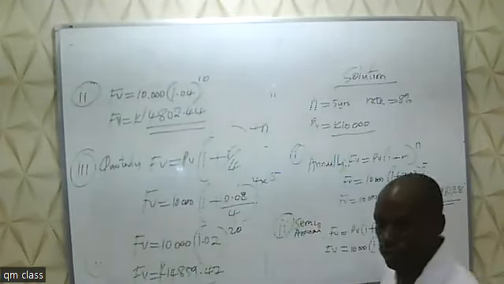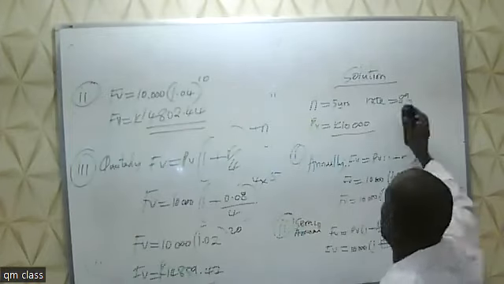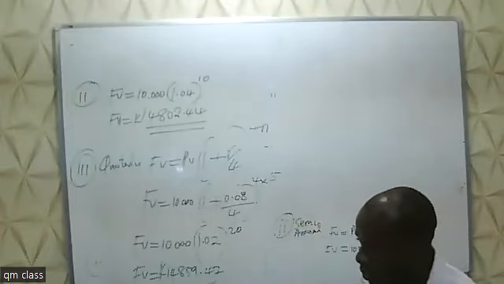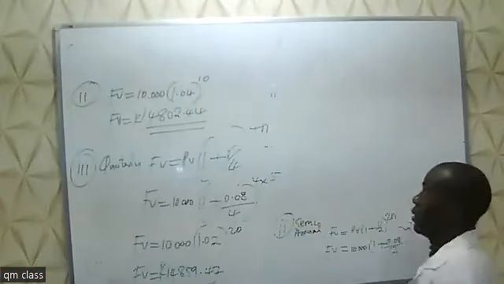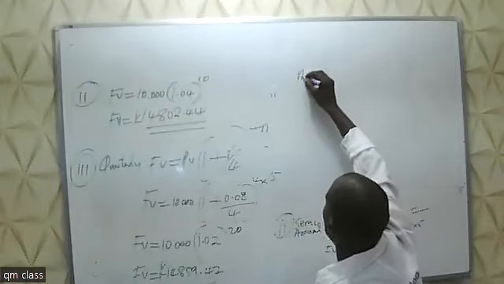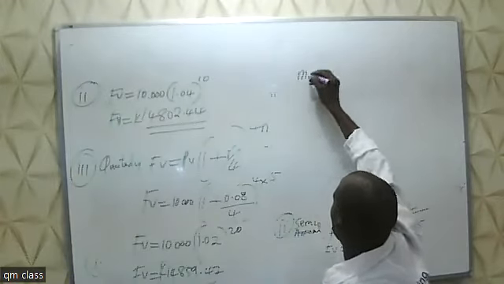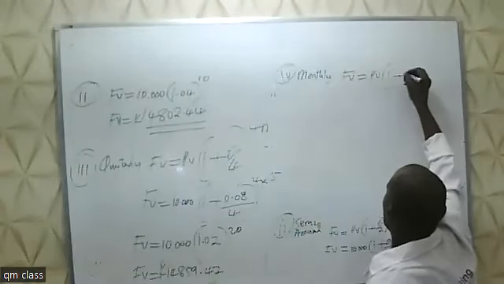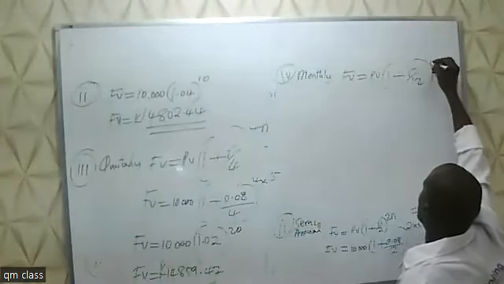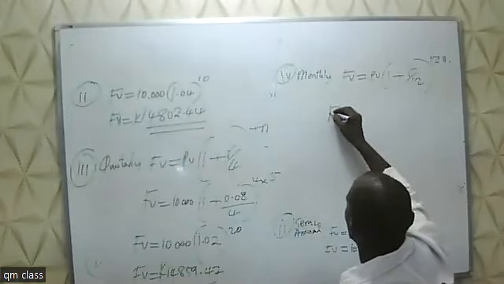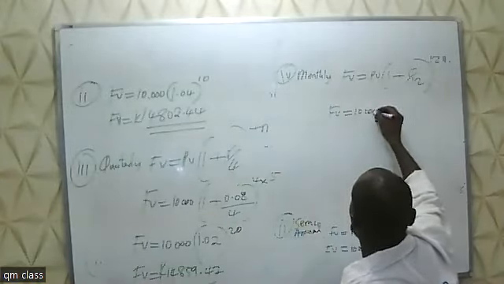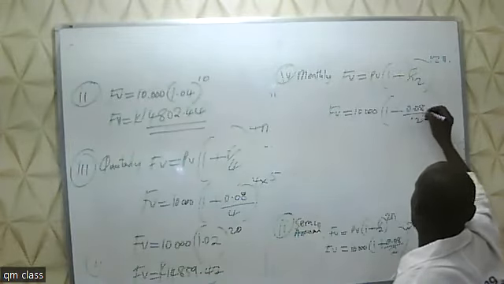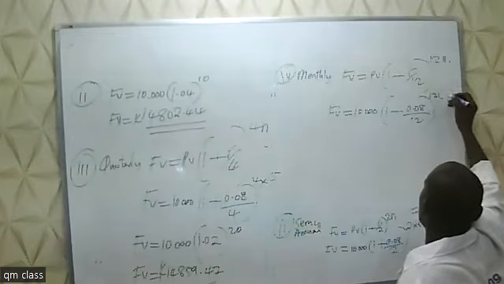Let us get into the last compounding, which is monthly compounding, based on the single deposit. So for monthly, the future value is present value times 1 plus R divided by 12, to the power 12n. Our future value is equal to the present value, 10,000, times 1 plus the rate 0.08 divided by 12, to the power 12 times n.